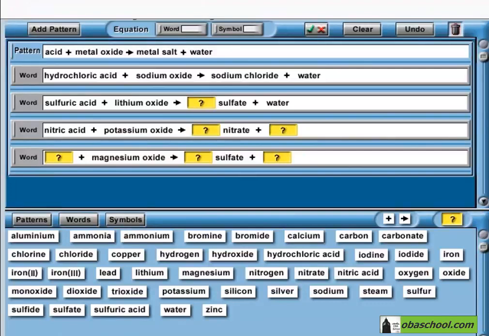In this simulation, we are going to study patterns of reaction. What do we mean by pattern? The best way to explain this is by showing you an example. And one example of patterns is the following. Acid plus metal oxide produces metal salt plus water.